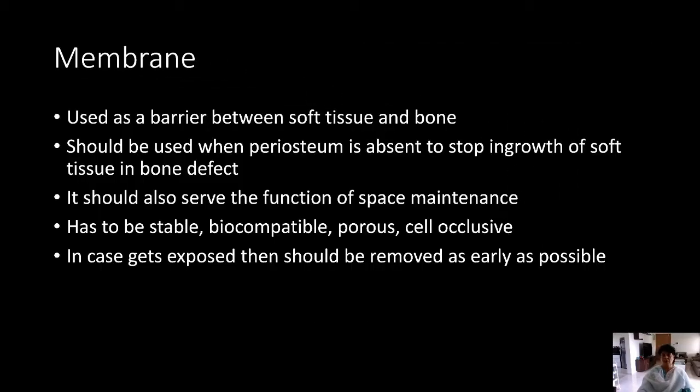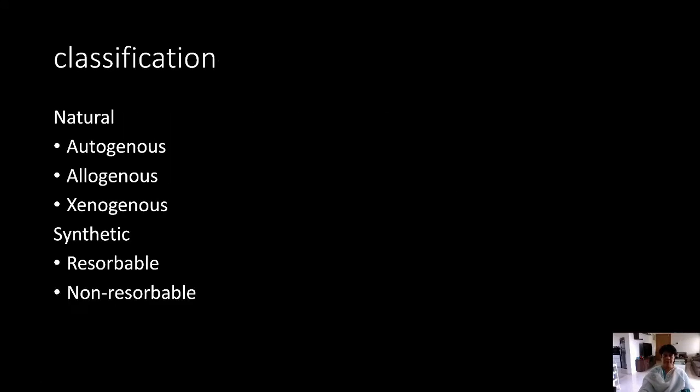Now for the procedure, what we need is the membrane. This membrane is used as a barrier between the soft tissue and the bone. It should be used when periosteum is absent to stop ingrowth of soft tissue. It should also serve the function of space maintenance. And it also has to be stable, biocompatible, porous and cell occlusive. In case it gets exposed, then it should be removed as early as possible. We'll talk about complications later.